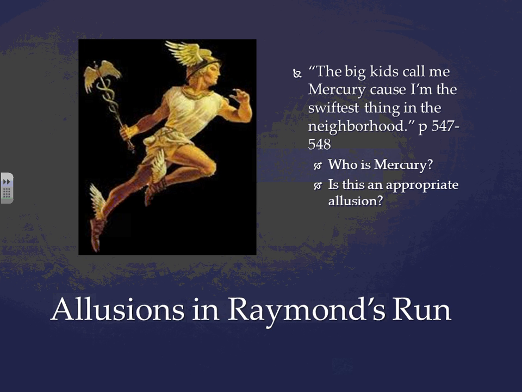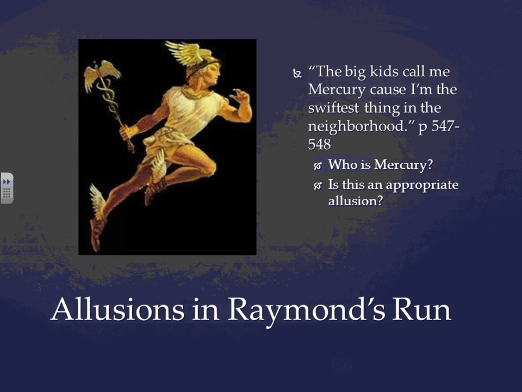All right, so allusions in Raymond's Run. On the left here, you see a picture of Mercury, and it's in relation to the quote from the story. It says, "The big kids call me Mercury because I'm the swiftest thing in the neighborhood." Well, first off, you have to understand who Mercury is. Mercury is a Roman god. He's known for a variety of skills, and swiftness. His speed is one of them. Notice the winged hat, the winged shoes.